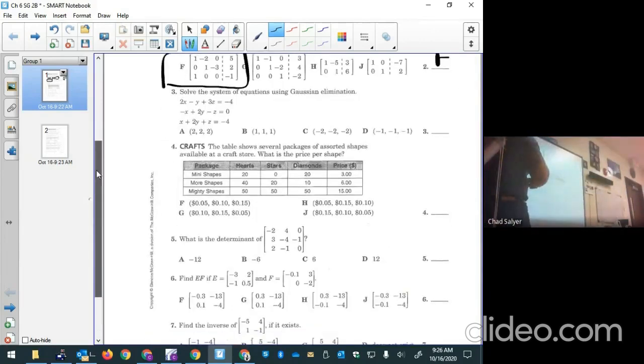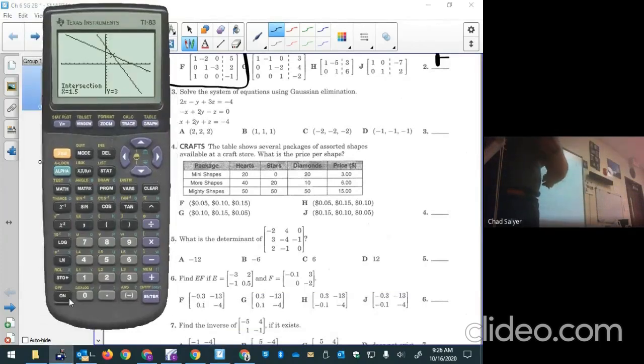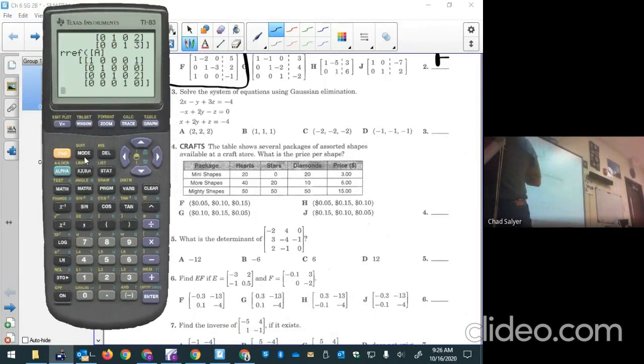So for number 3, we're tasked with solving that system, and I don't concern myself with prescribed methods here. Just use whatever method you would like. So I'm going to use the Rref method, meaning I needed to create a 3x4 augmented coefficient matrix, and it should be 2, -1, 3, -4, -1, 2, -1, 0, 1, 2, 1, and -4 again.